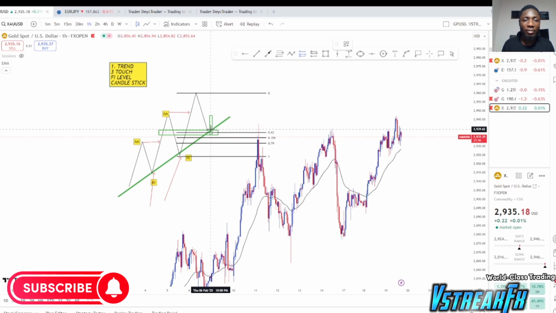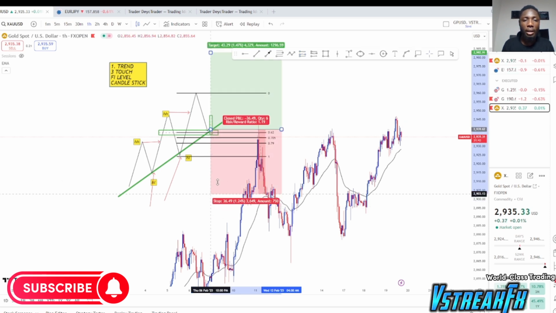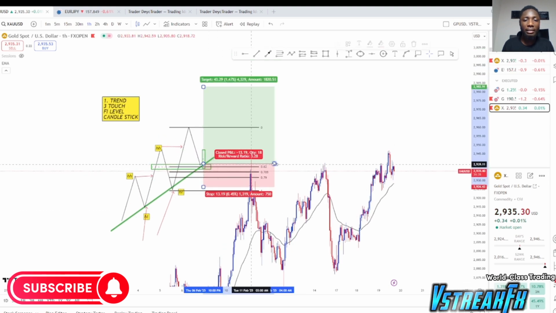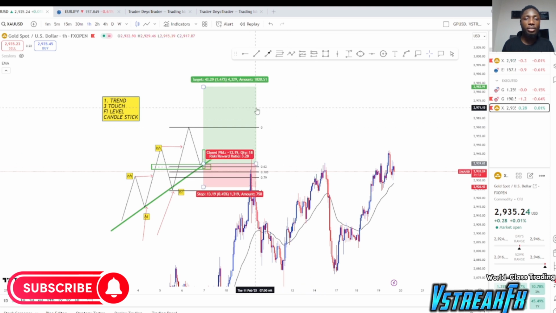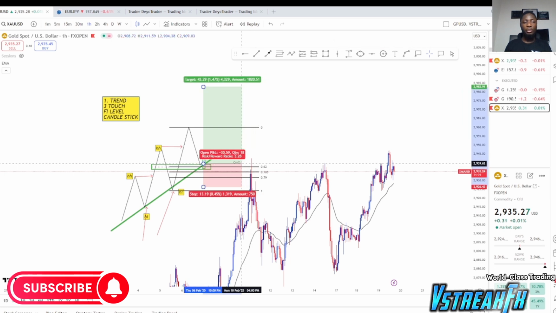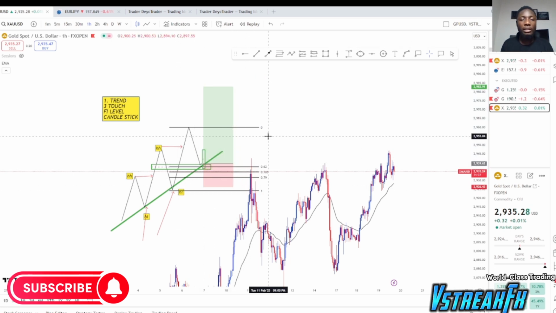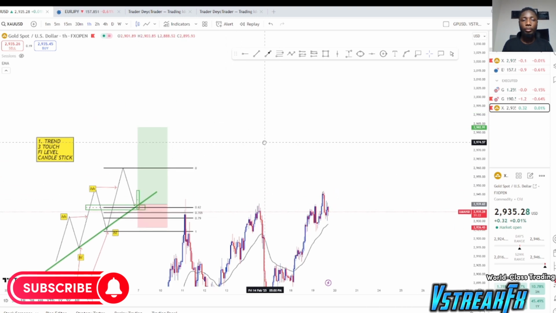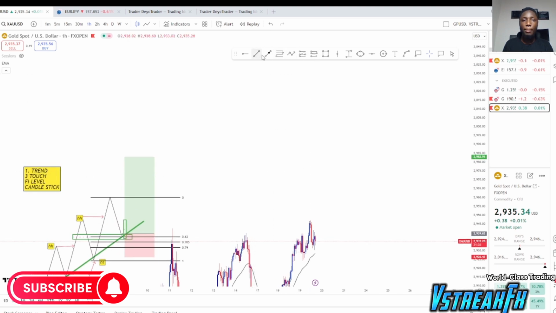And when you're buying, after you buy, you put your stop below your entry candle, and you target a solid 1:3. So this is how you trade it. This is for bullish continuation, and for bearish continuation, it's also very, very easy.